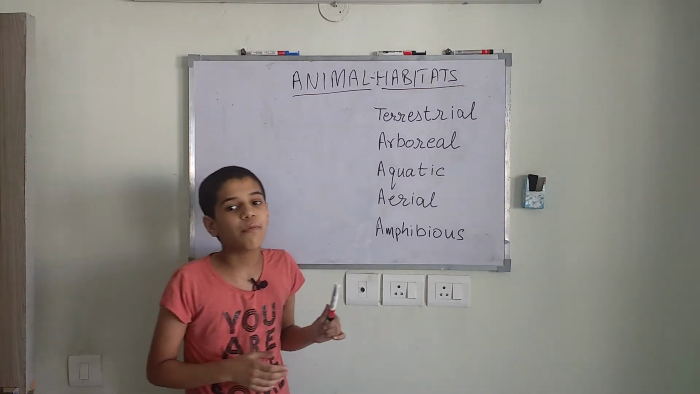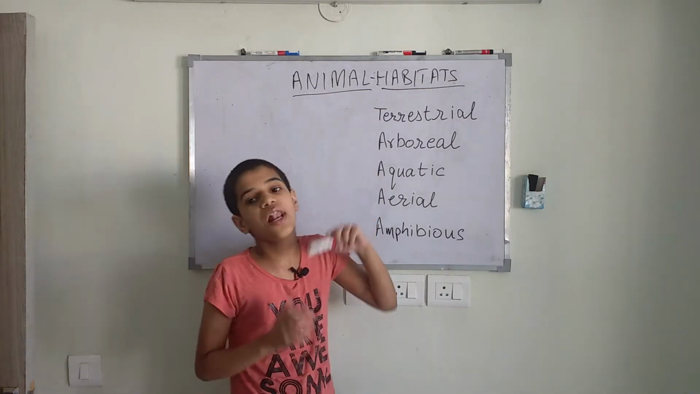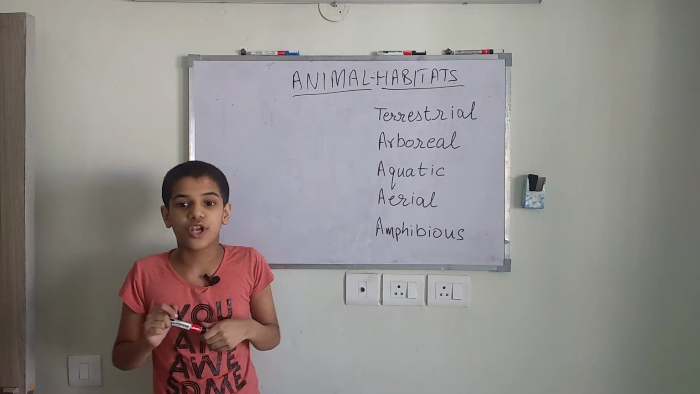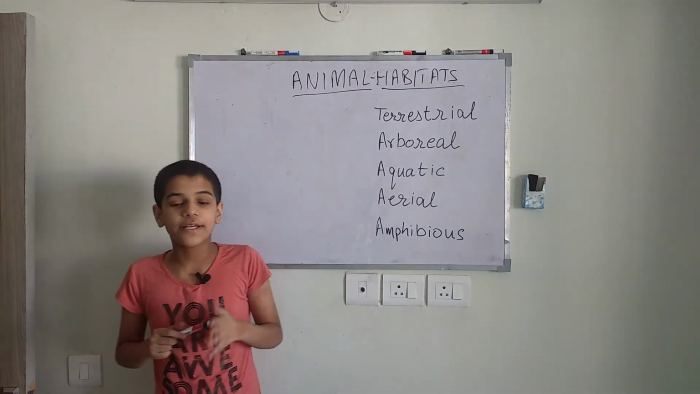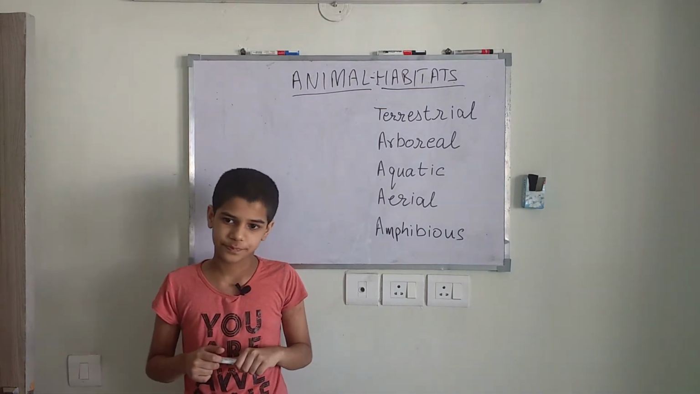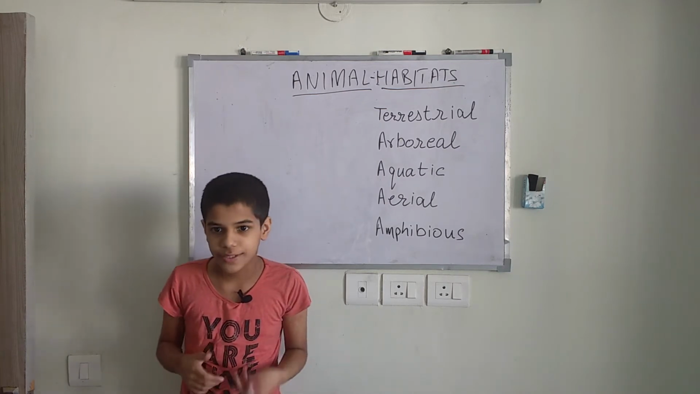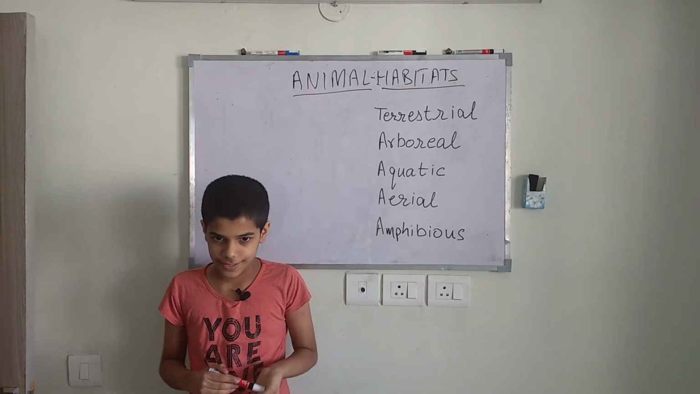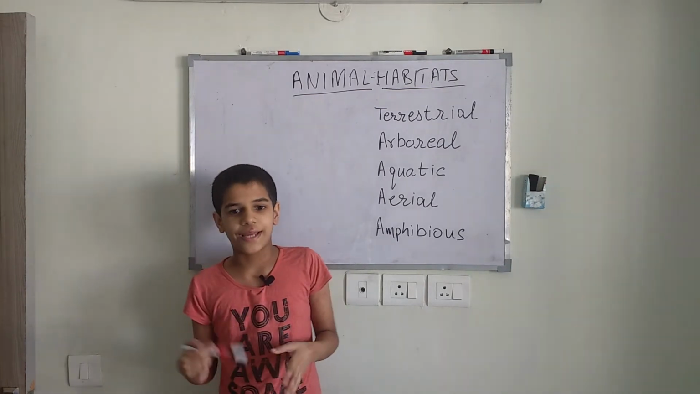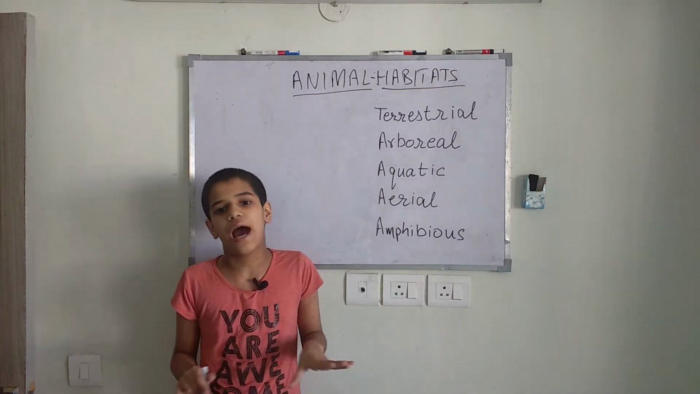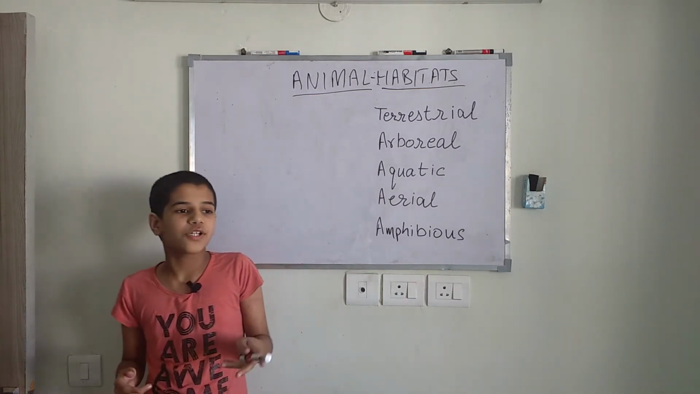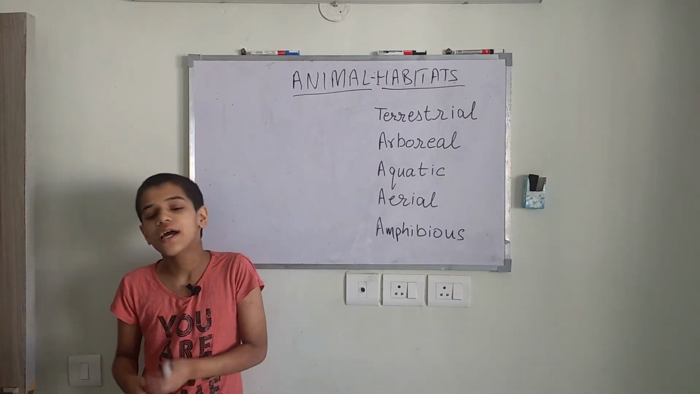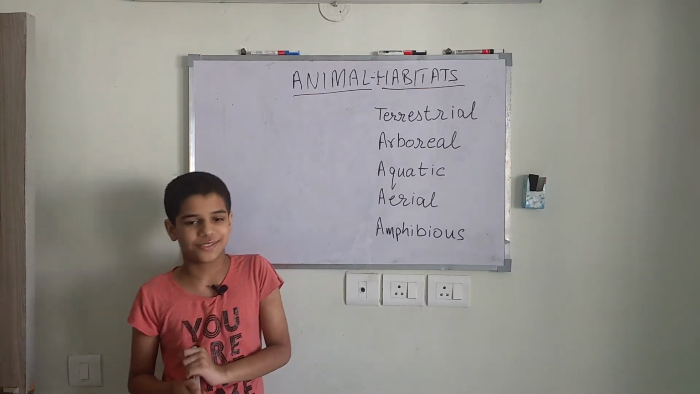Now, the first type of animals is terrestrial animals. Terrestrial animals are the animals which live on land. Can anybody give me examples? Dog. Dog, yes. Cat. Tiger. Cow. Yes. Cow also. Tiger, lion, deer and many other animals. So, if you have a question, name the terrestrial animals, or name three terrestrial animals, it's going to be very easy for you to answer.